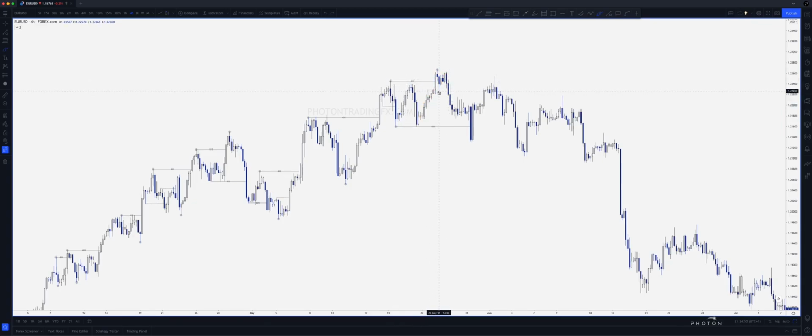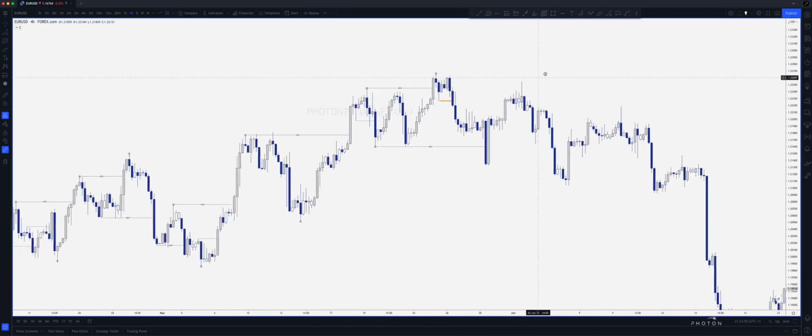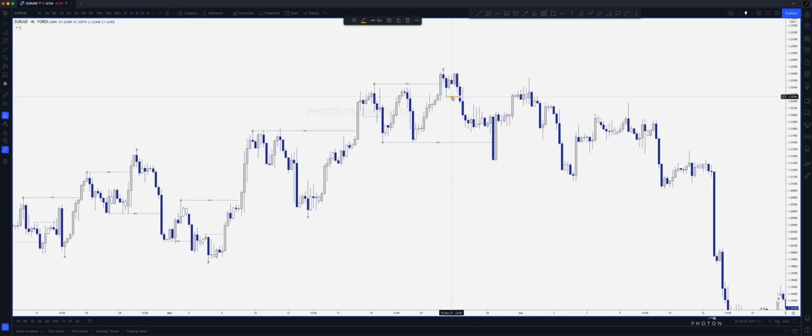So at that point, that for me is just a substructure break. Let me zoom right in so you guys can see, right? This here is just a substructure low, it's just a substructure break. It's not until we get the break of that low in the prior leg, right, that minor low, that's when we get the emboss.